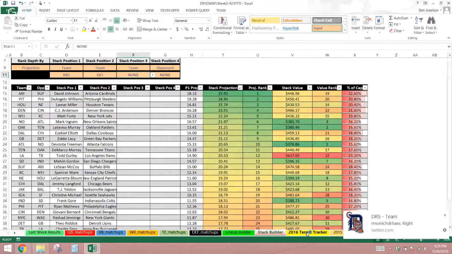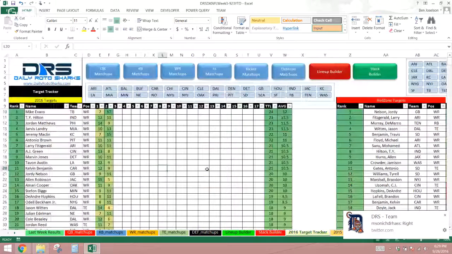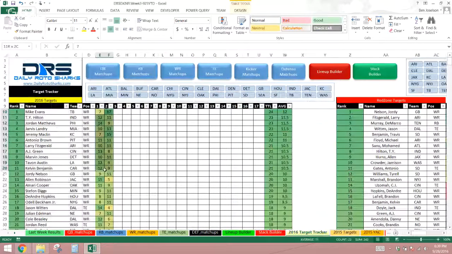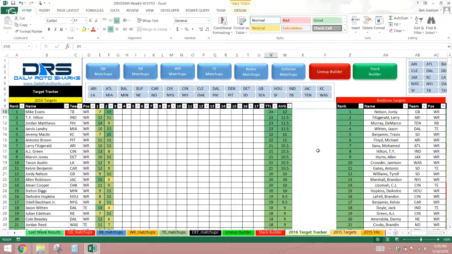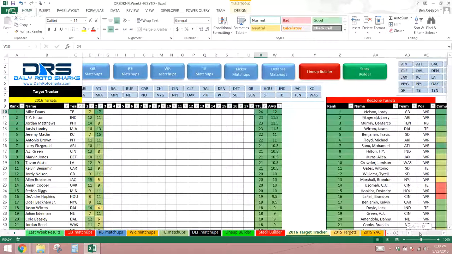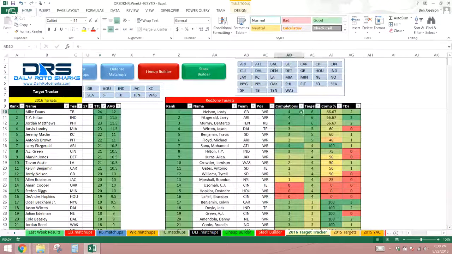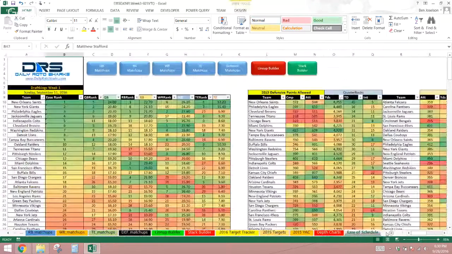Then we have the target tracker. This isn't the updated sheet, but we have it through week 3. But you have the week 1, the week 2, then you have the total and the average. Then over here you have the red zone targets. You have the completions, targets, the percentage, and touchdowns. Then we actually deleted the 2015 numbers in the new one.